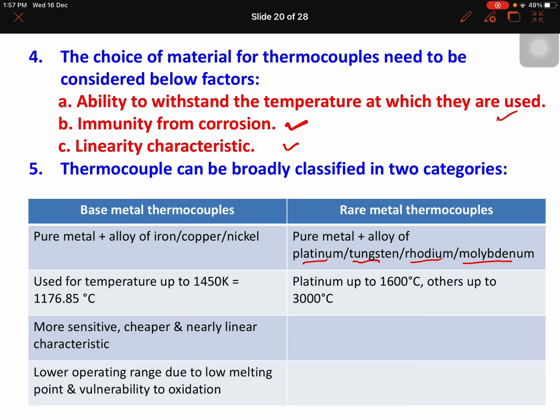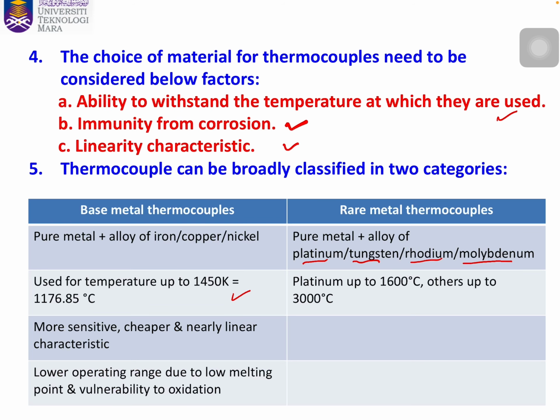Base metal thermocouples are used for temperatures up to 1450 Kelvin, or 1176.85 degrees Celsius. Rare metal thermocouples using platinum go up to 1600 degrees Celsius, and others up to 3000 degrees Celsius. Base metal thermocouples are more sensitive, cheaper and have a nearly linear characteristic, but they have a lower operating range due to low melting point and vulnerability to oxidation.